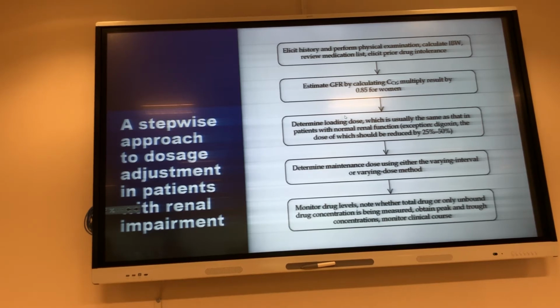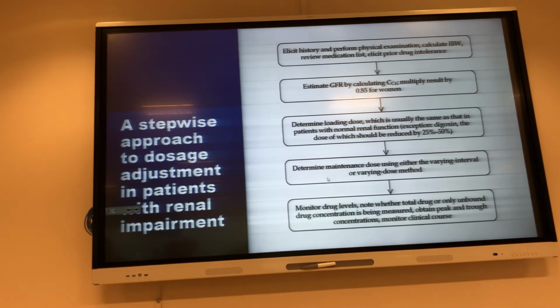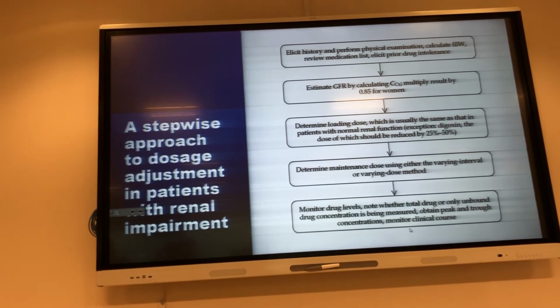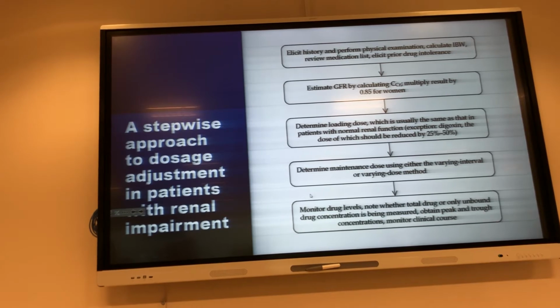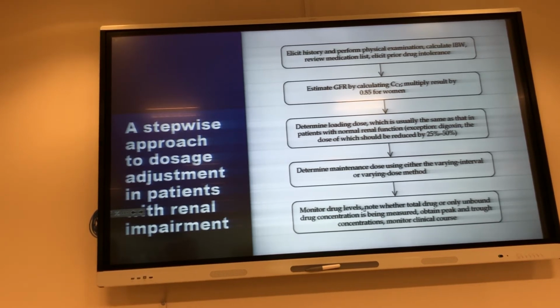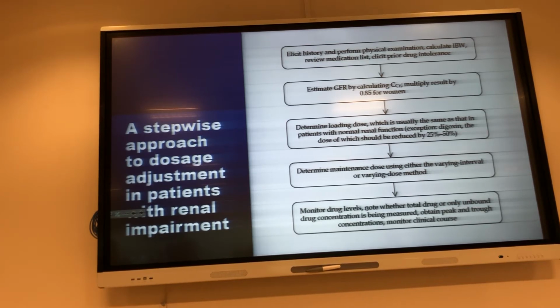Then we try to determine the loading dose. For the loading dose, it's the same as for normal renal function. But if it's a maintenance dose, then we have to look at giving it at varying intervals, extending the interval, or reducing the dose. Finally, we have to monitor. We don't stop there; we have to monitor what actually happens. Do we have to use a different approach, or shall we stick with this if we don't see any adverse effects?